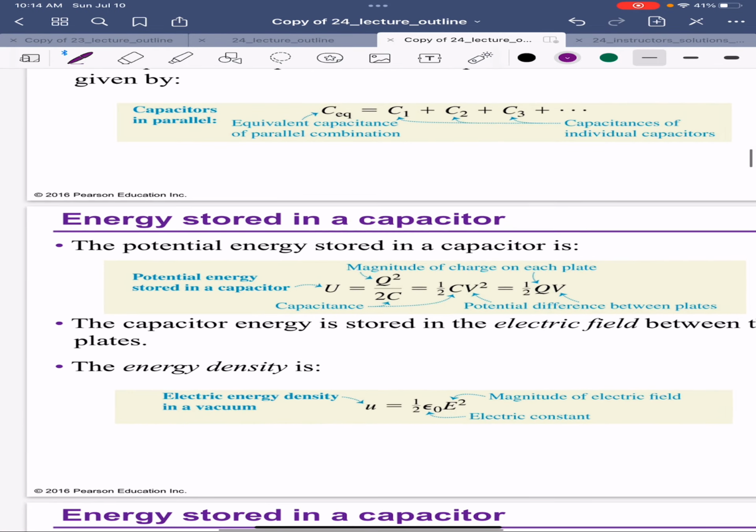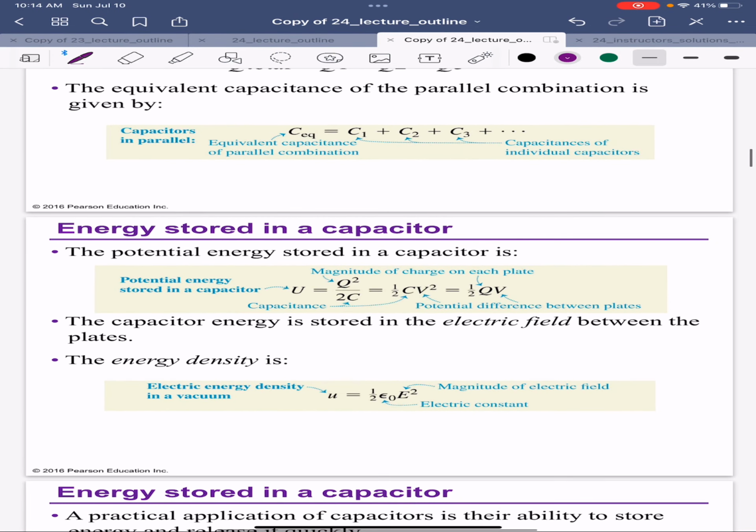Energy stored, of course, as I said before, we use capacitors to store energy, and for the energy stored in a capacitor, we are going to use U, not E. E is used for electric field, and it is Q squared over 2C, or if we want to use the equation that Q equals CV, it is 1/2 CV squared, or 1/2 Q times V.